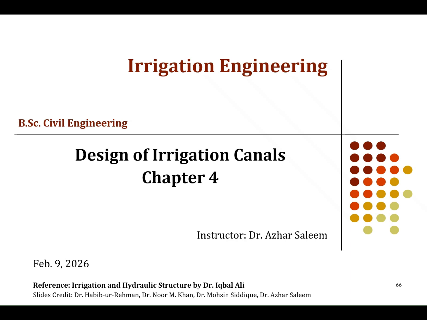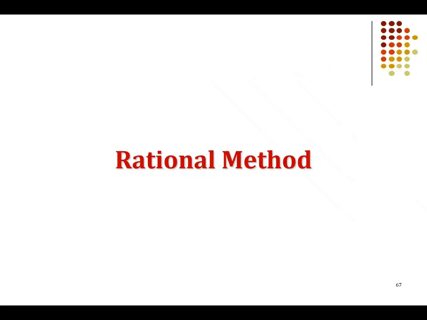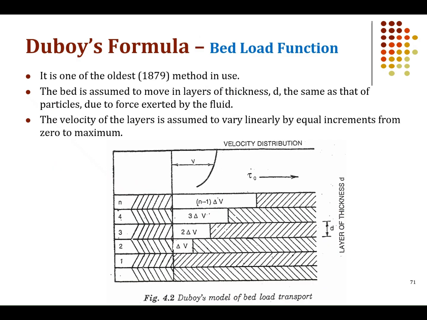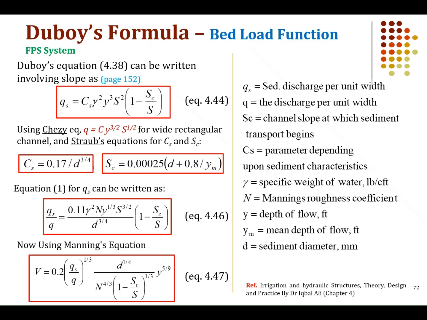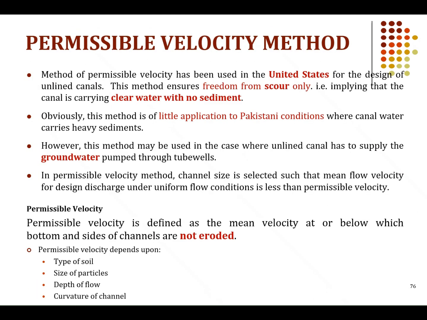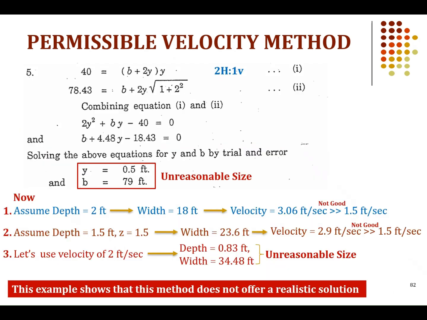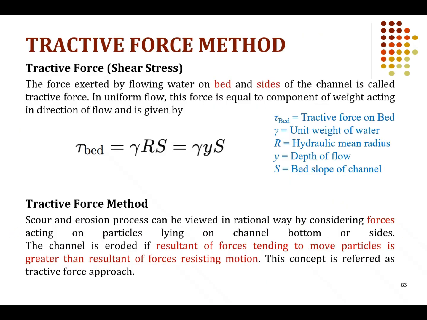We were learning about the design of irrigation canals, and this is chapter number 4 from Irrigation and Hydraulic Structures by Dr. Iqbal. Last time we learned about rational methods, and there are several rational methods, and the one which we learned was Du Bois formula. And we also learned the permissible velocity method. Today, we shall learn the tractive force method.